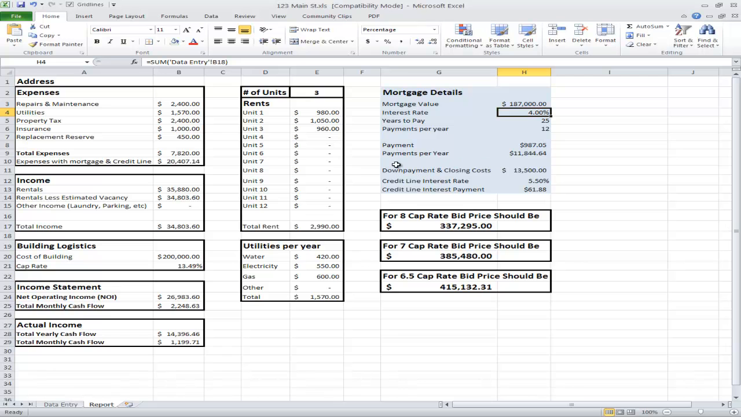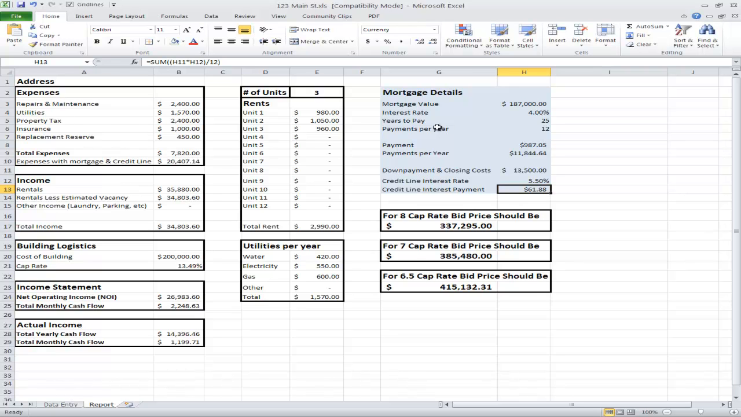Again, nothing on this page needs to be filled out. This is all reference now. You've already done all the filling out. 25 years to pay. It's just broken it down and told you that your payments are going to be $987 a month. That's your mortgage payment. Okay, you're also going to have to pay an extra $61.88 for your credit line for the money that you've borrowed for the down payment. And that's just your interest only payment, because the idea is you're going to use your equity in your house to refinance it and then pay off your credit line down the road.